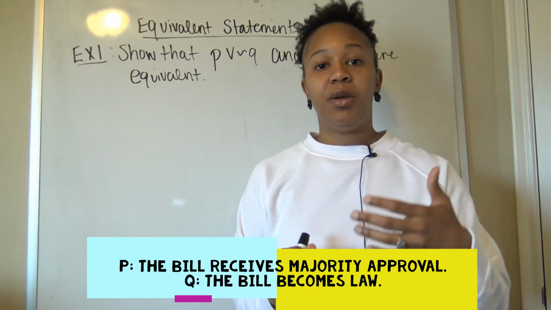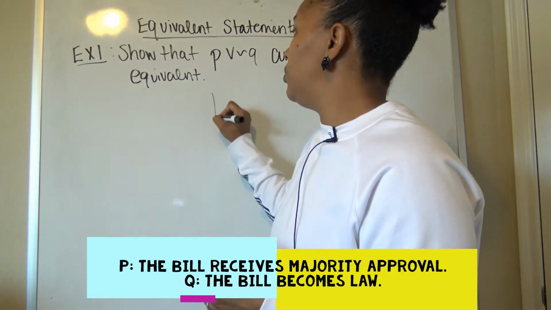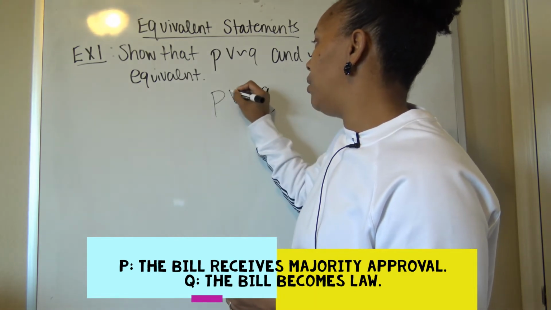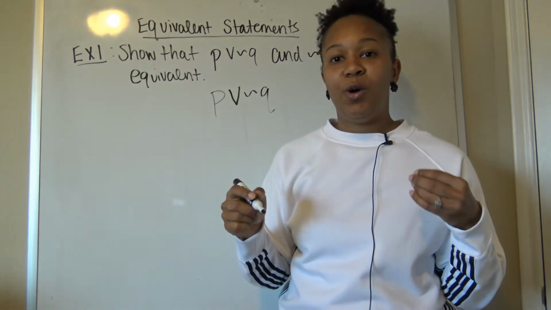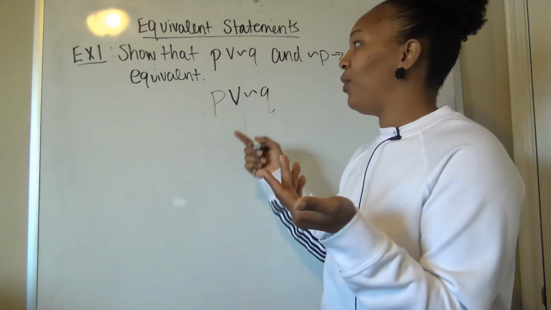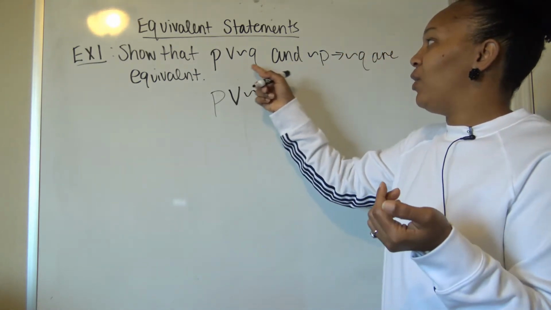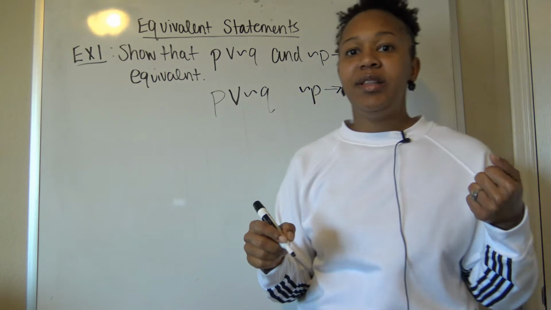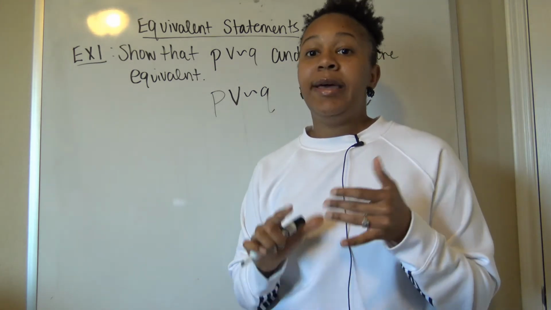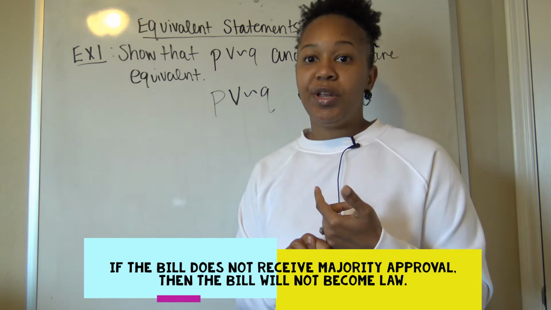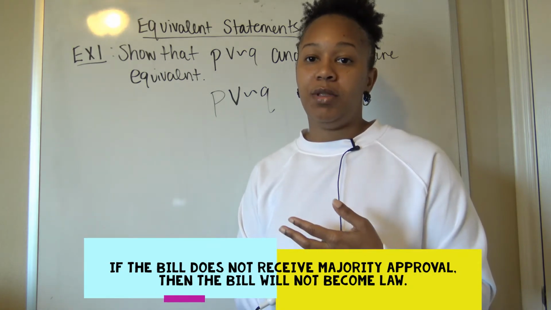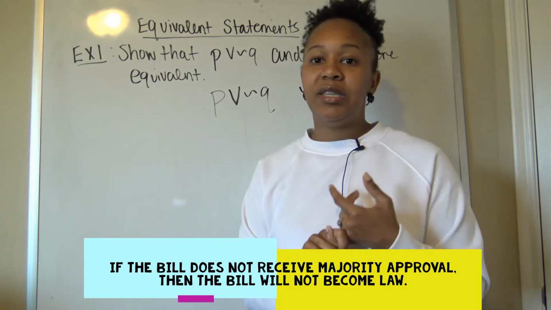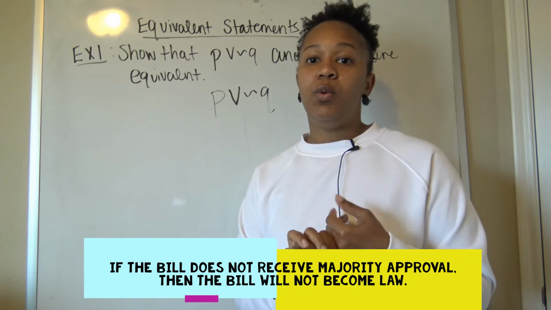Now, the statement that we want to write something equivalent to is the bill receives majority approval or the bill does not become law. So we want to write an equivalent statement to P or not Q. And since it's the second part of part A, which is we found out that P or not Q is equivalent to not P implies not Q, then our equivalent statement would be if the bill does not receive majority approval, then the bill will not become law. So that's our not P. If not P, then not Q. So if the bill does not receive majority approval, then the bill will not become law.